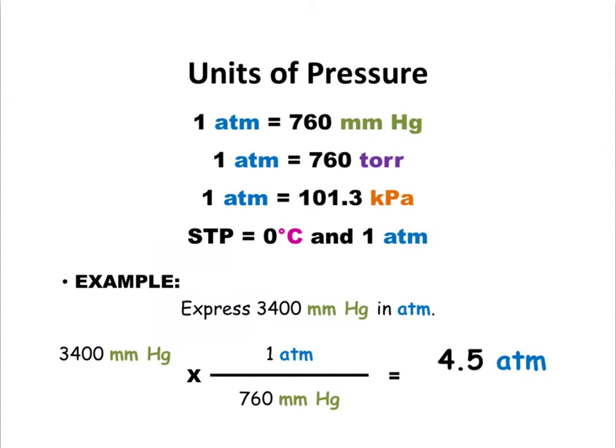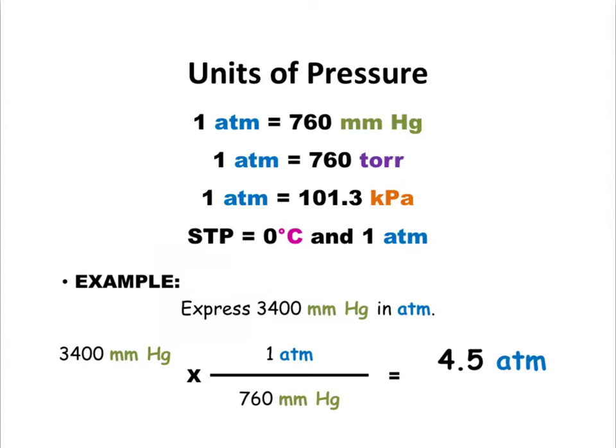So again, you are required to know them. We can use them in conversion problems. You could be given one unit in a problem and need to convert to another in order to be able to do the problem. So it's very important that you know how to do these conversions. But also to reiterate, STP is 0 degrees Celsius and 1 atm. That's standard temperature and pressure.